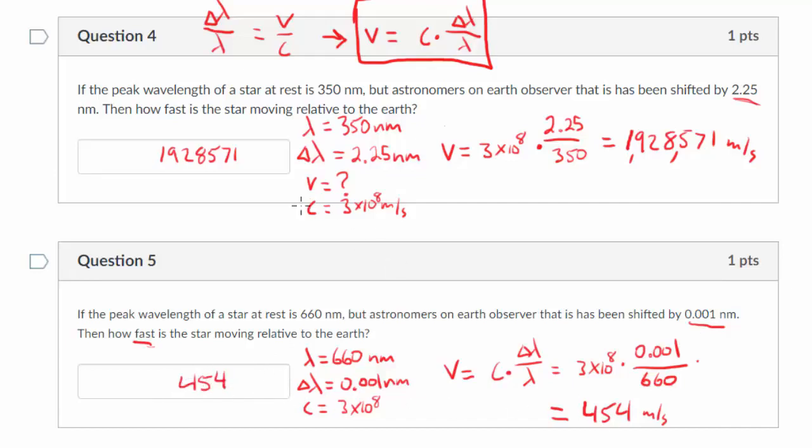Okay, I just want to highlight that because if you get a really big value for your velocity, it's not necessarily wrong, because some of these are big velocities. Okay, I hope that was helpful to you as you work through not only this practice, but also the chapter quiz.